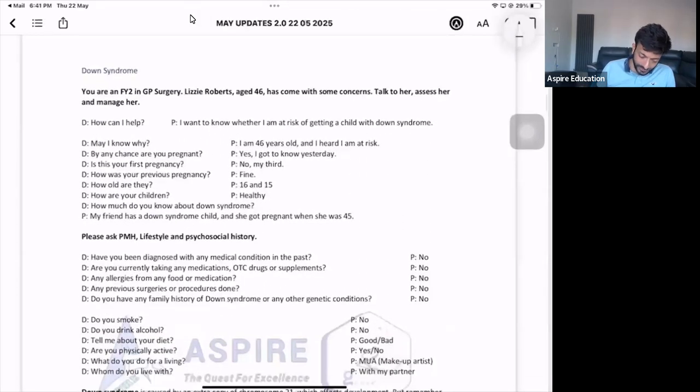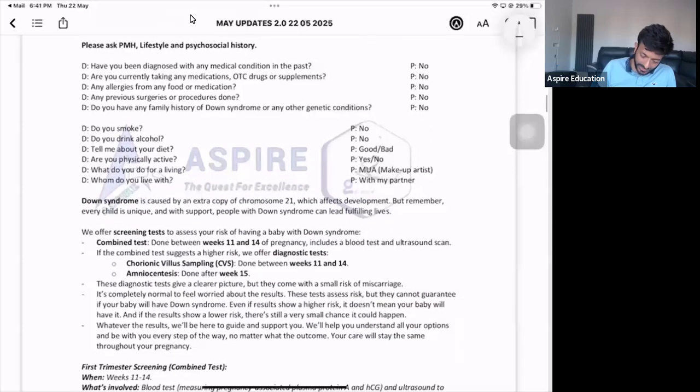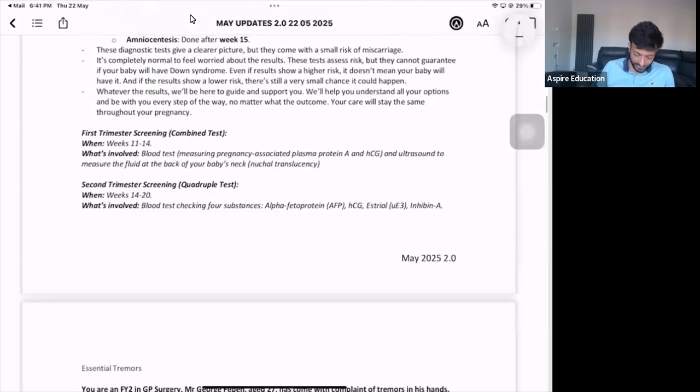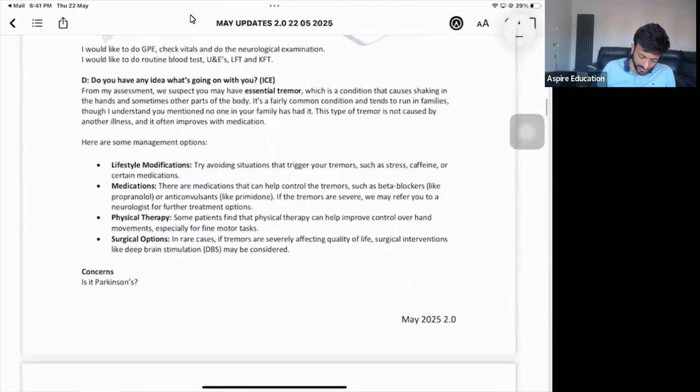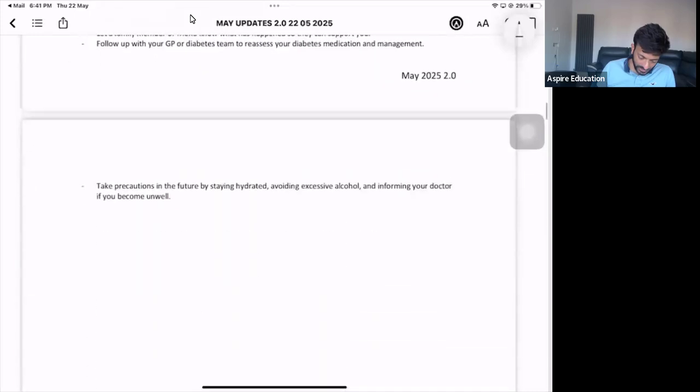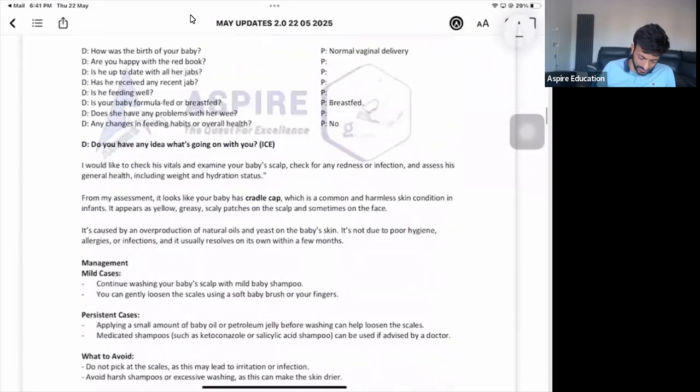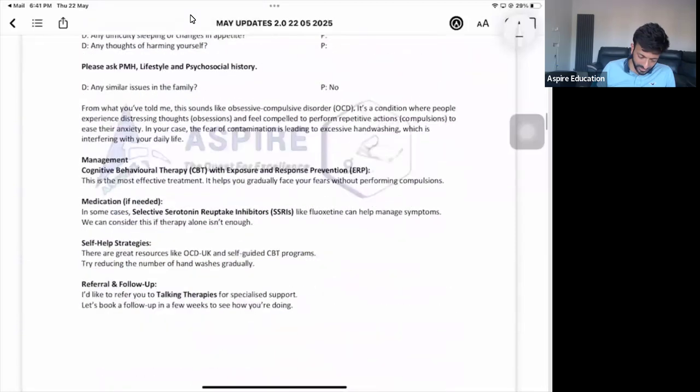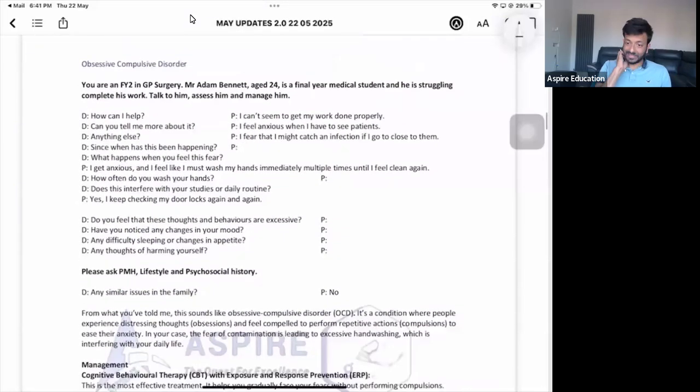All right. So yeah, it's Down syndrome. So I think that you can easily manage. So NIPT and a combined test, you need to talk about it. So it should be okay. Essential tremor is okay as well. Cradle cap, we haven't seen for a bit longer. OCD, let's discuss a bit about this.